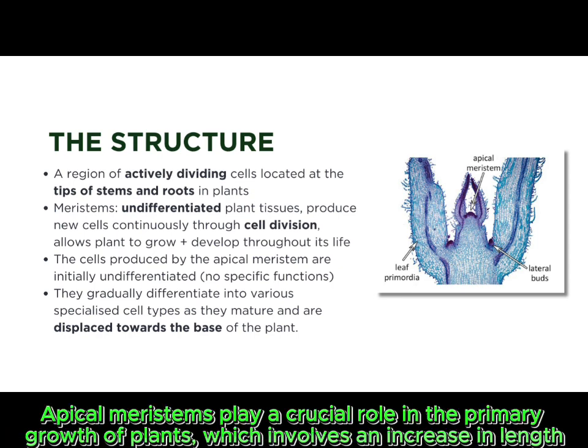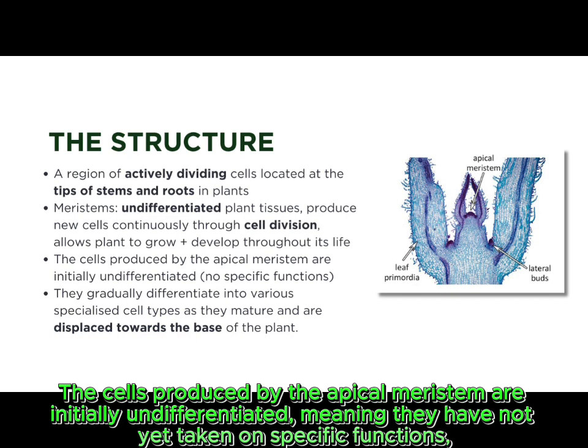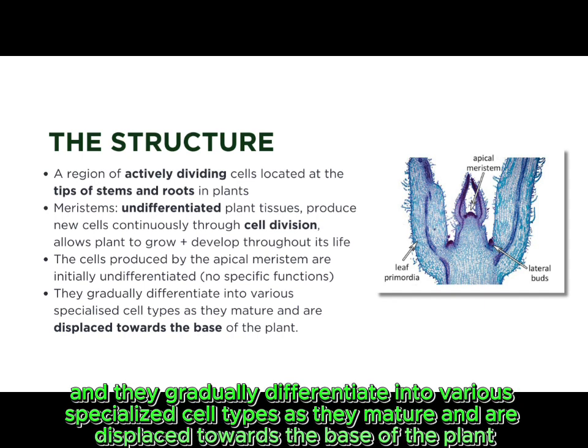Apical meristems play a crucial role in the primary growth of plants, which involves an increase in length. The cells produced by the apical meristem are initially undifferentiated, meaning they have not yet taken on specific functions, and they gradually differentiate into various specialized cell types as they mature and are displaced towards the base of the plant.